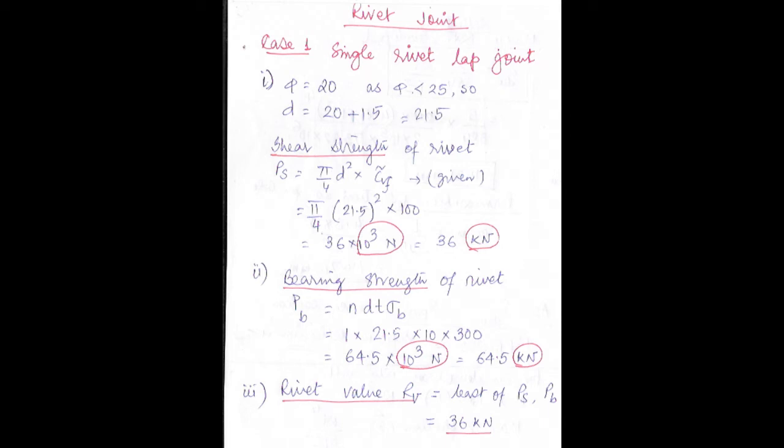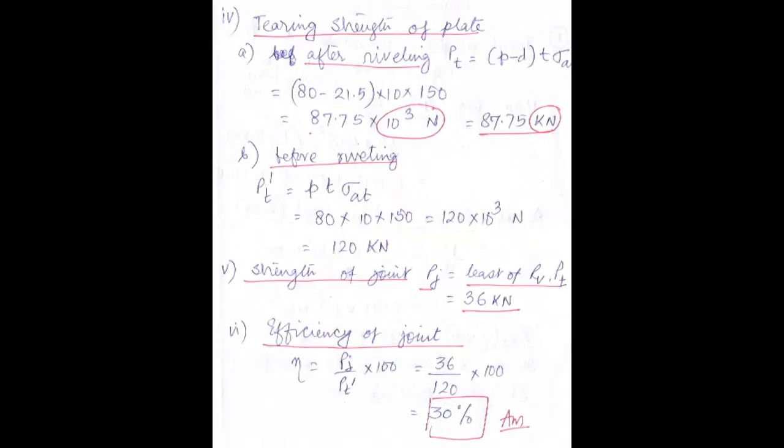Let us see step number 4. Tearing strength of plate. So after riveting, what is the formula? PT equal to P minus D into T into sigma AT. P's value is given as 80 millimeter, D is 21.5, T is 10 and sigma AT is what? Allowable stress in tearing, that is 150 MPa. So we have put the value of 150. This comes out to be 87.75 into 10 cube Newton, and this gives 87.75 kilonewton.